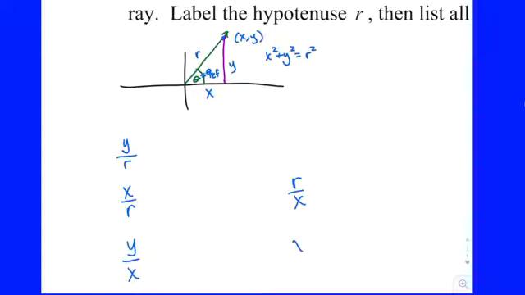You see X over Y. Fantastic. I'm going to write that one over here. You see R over Y as well? Great. I'm going to write that one right here. Any others that we missed? X over X? No, it has to be 2 of the 3.